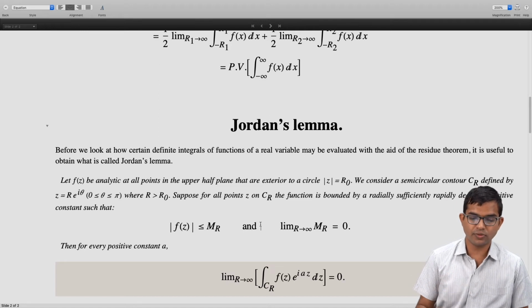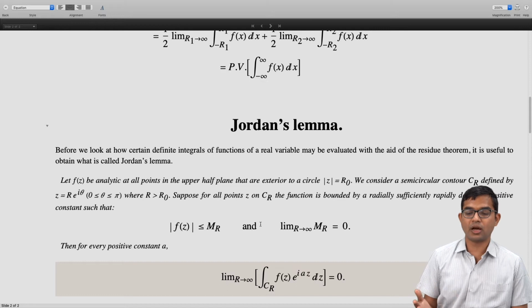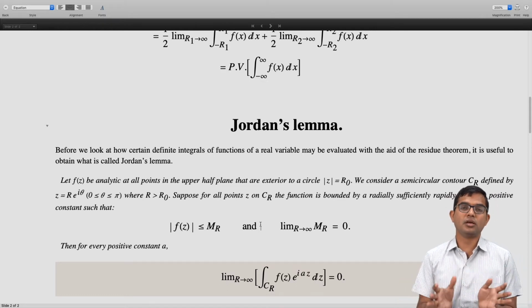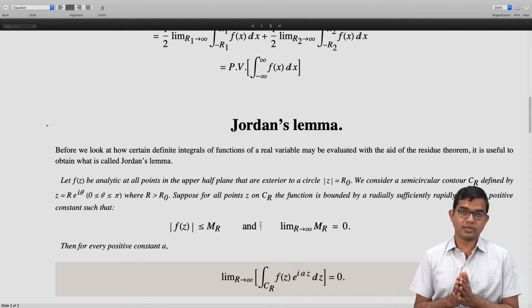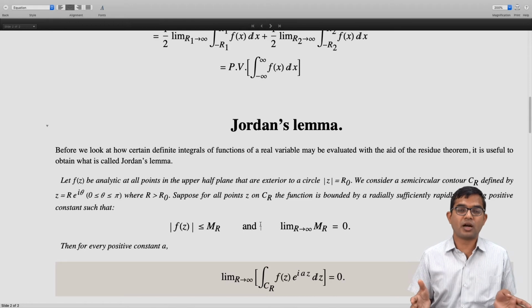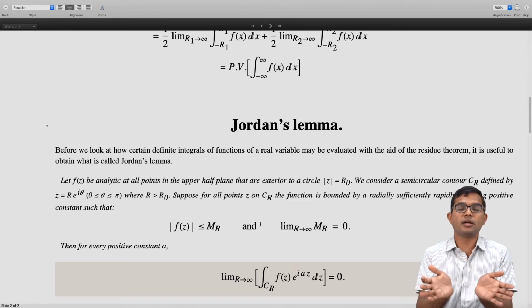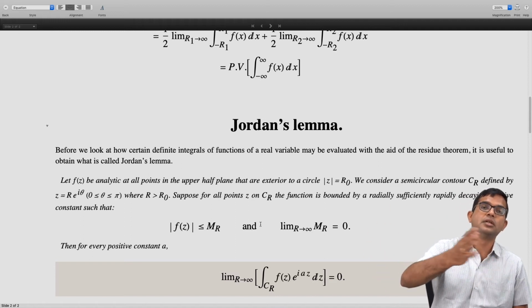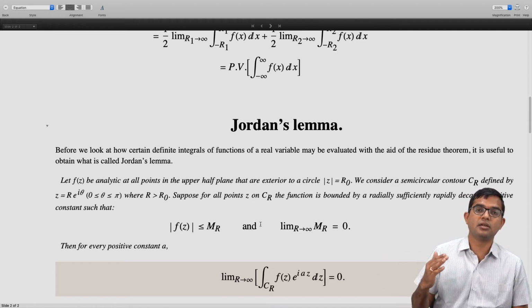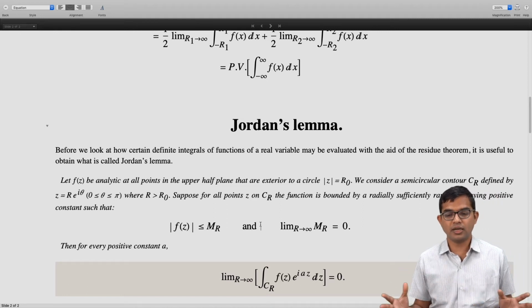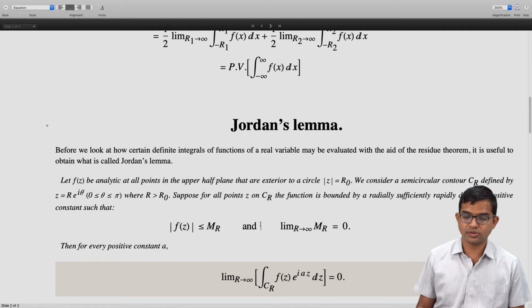So first of all, we consider this function to be analytic at all points in the upper half plane that are exterior to some circle. What it means is all the isolated singularities, all the poles which occur in the upper half plane, are located in some finite region, right? Beyond that, you'll always be able to come up with some sufficiently large circle or semicircle beyond which there are no singularities. It's completely analytic, right? So that's the type of scenario we're looking at.